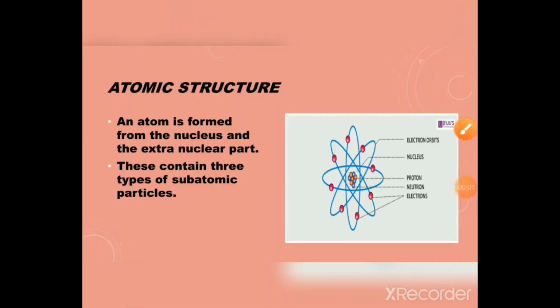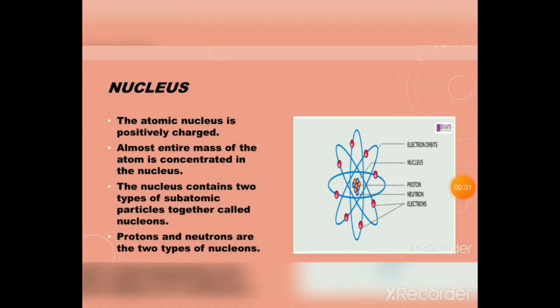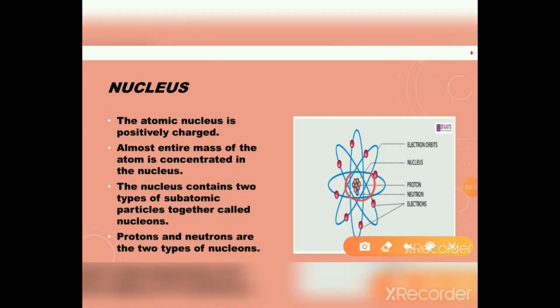Atomic structure, with a figure we'll see here. This is the electron orbit, this is the nucleus, this is proton, neutron and electrons. An atom is formed from the nucleus and the extranuclear part. This contains three types of subatomic particles. Nucleus. Now we'll see, here is the nucleus. You can see it is shown here in the figure.